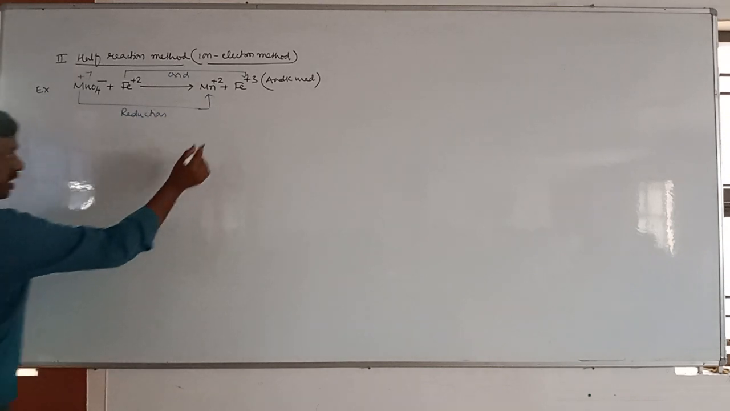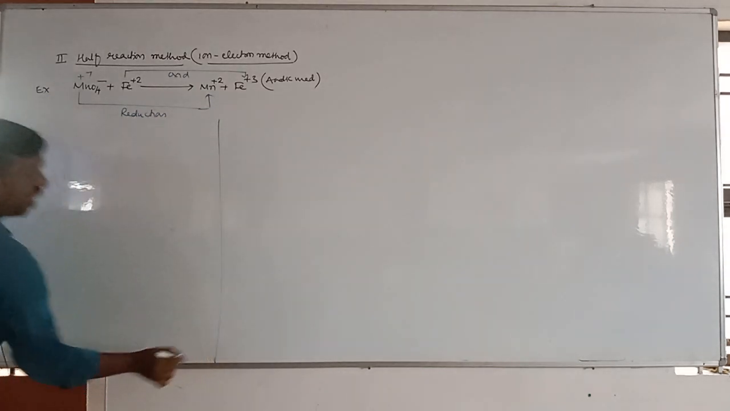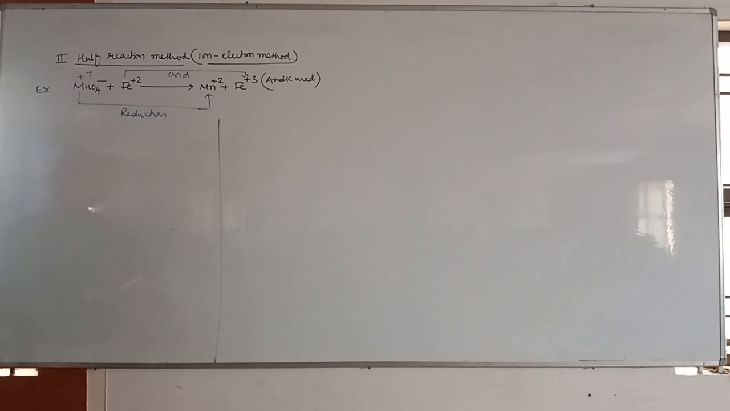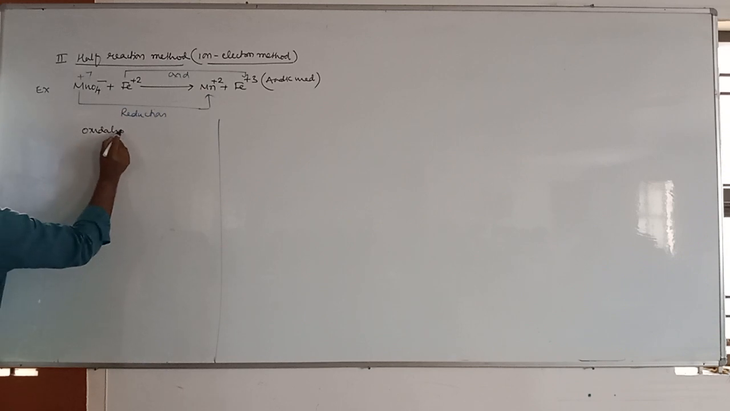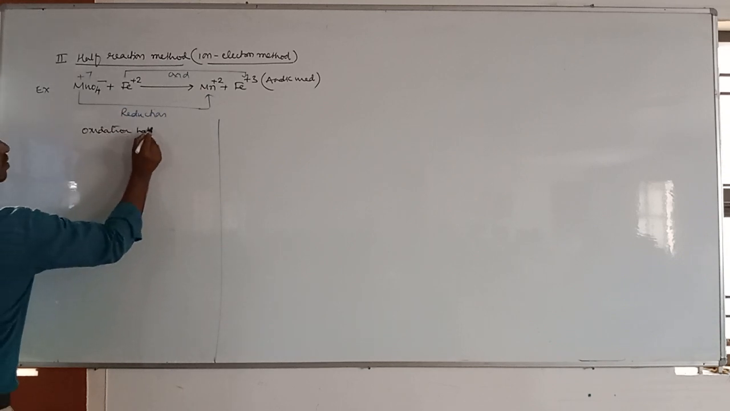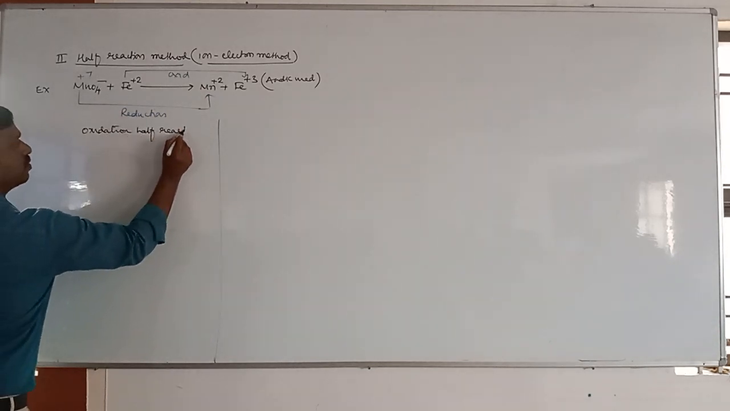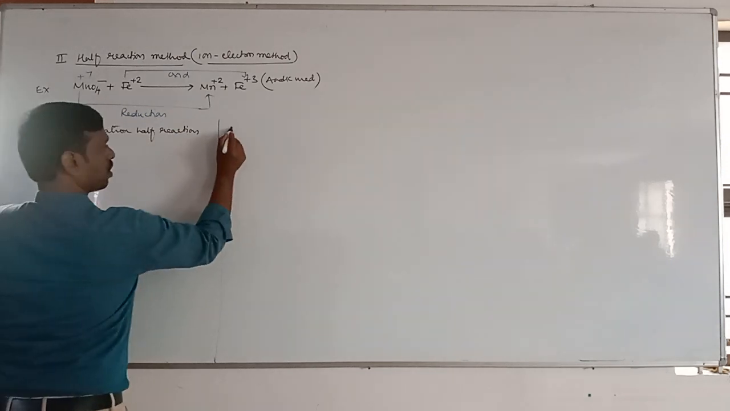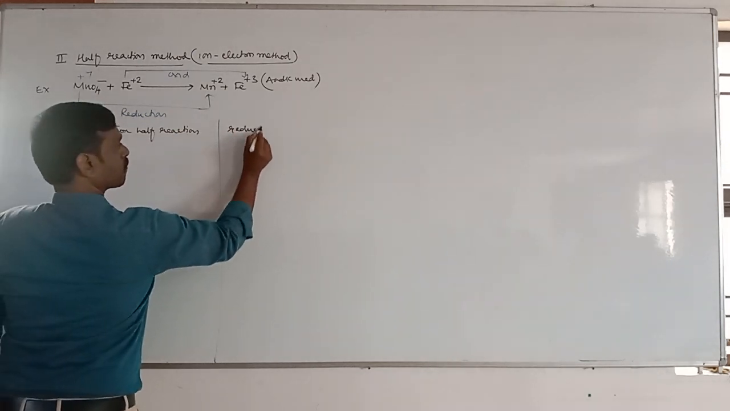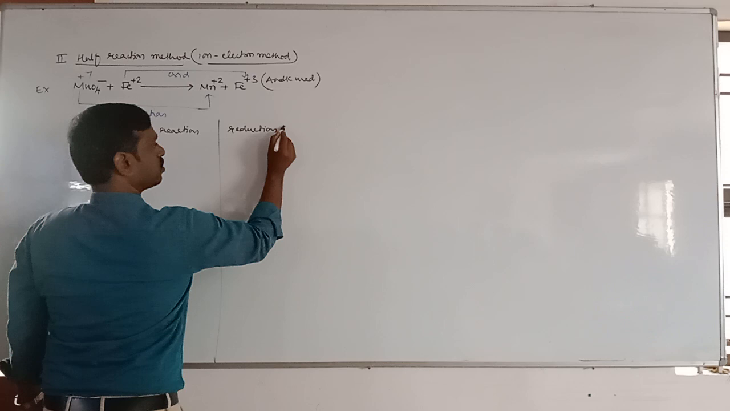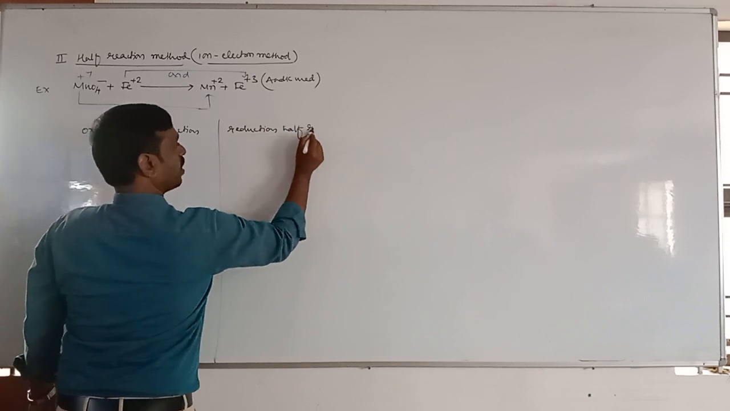Second step: we need to identify and divide. We need to split the oxidation and reduction half reactions. Let us take down the oxidation half reaction here, and here is the reduction half reaction.